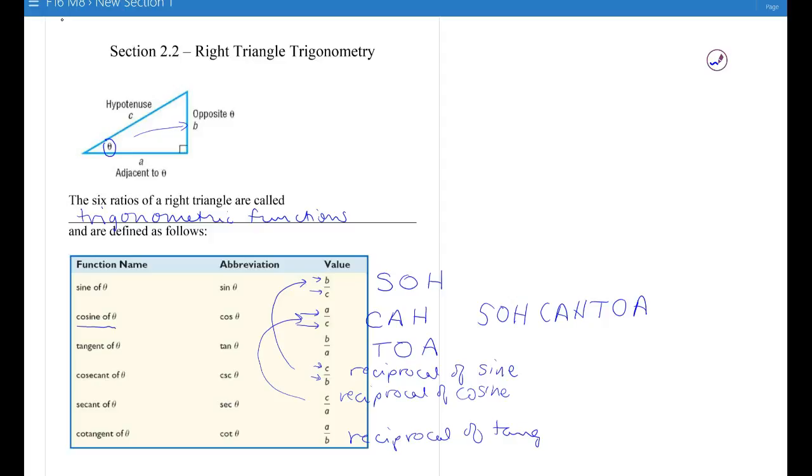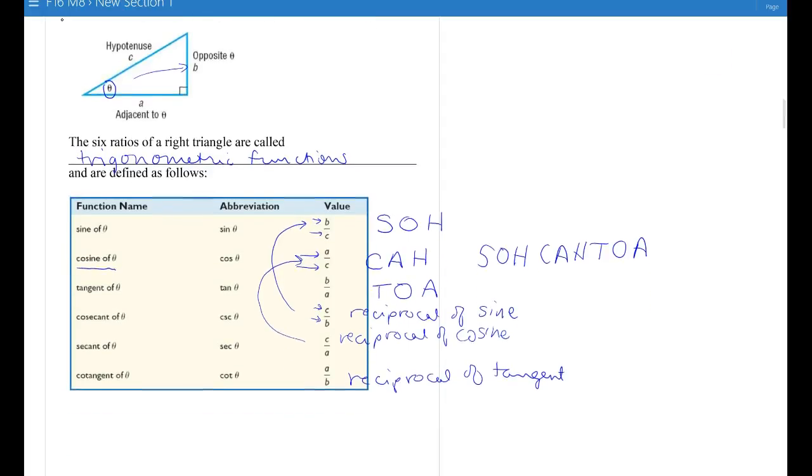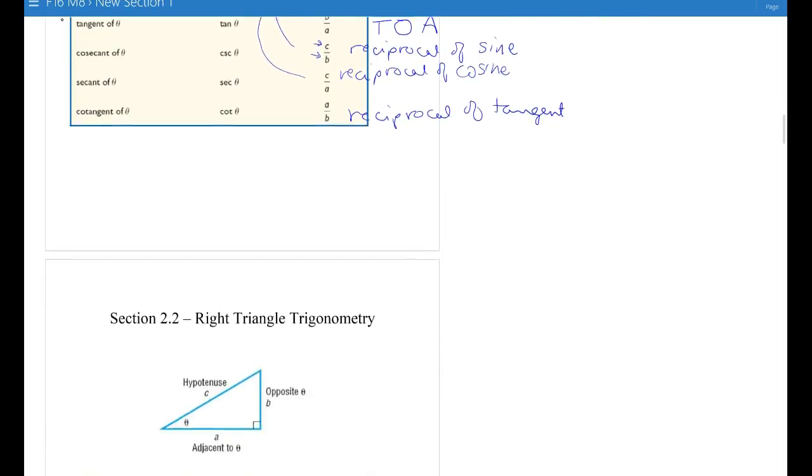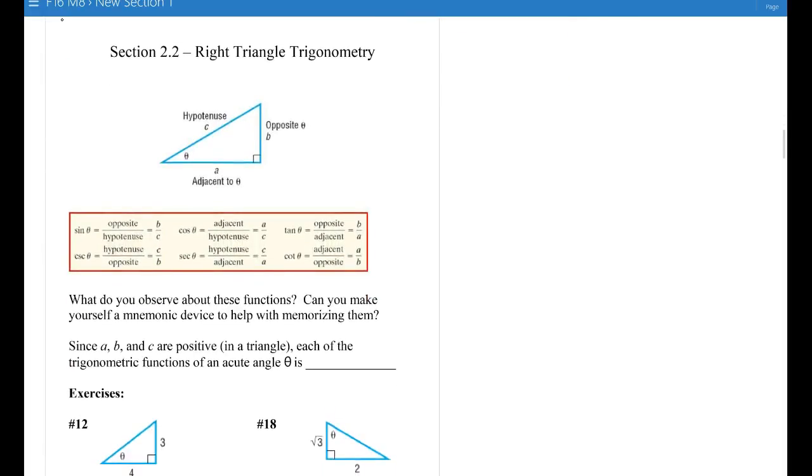You have to memorize these, so I'd suggest flashcards or drilling each other. There are lots of ways to memorize. Use the way that works best for you. Here's a little table that you can see and work on memorizing these.